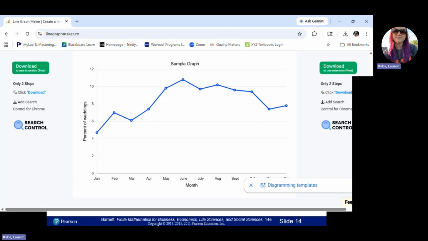If you've used Excel before, you want to use Excel, use Excel. If you want to draw it by hand, draw it by hand. If you have another software or something you're comfortable with, feel free to use that when you create a graph.